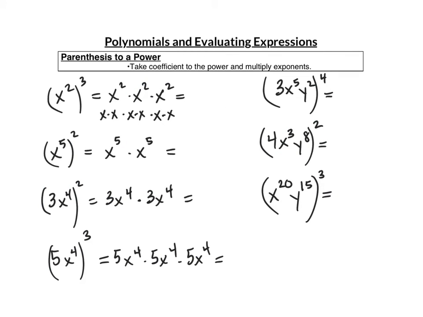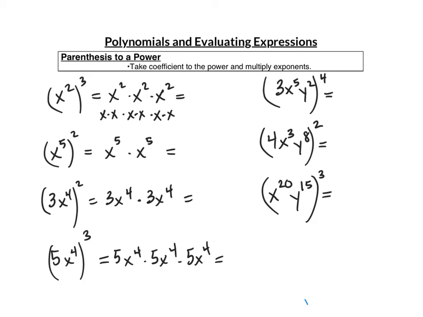Parentheses to a power, or a power to a power. Now the reason I'm emphasizing these 3 is students get them mixed up. Because here, you're going to take the coefficient inside the parentheses to the power and multiply the exponents.